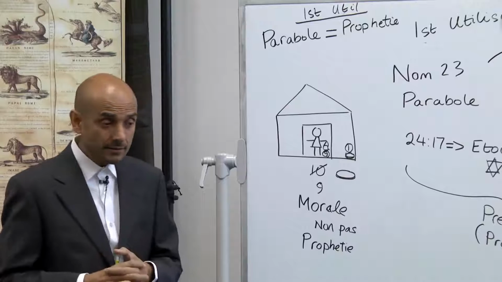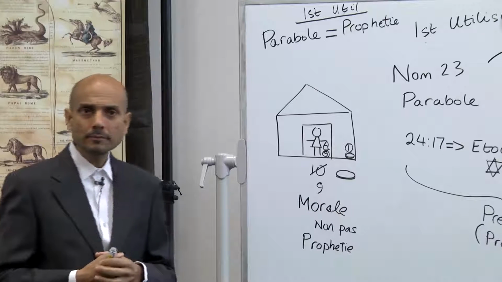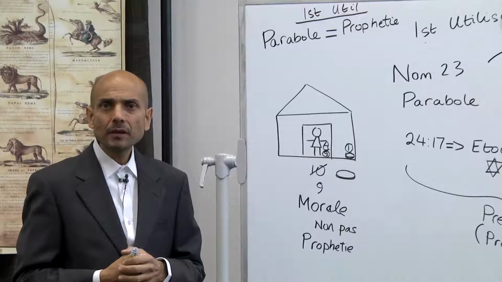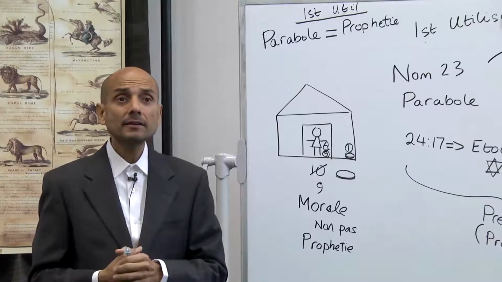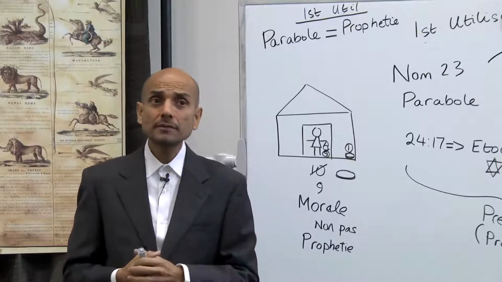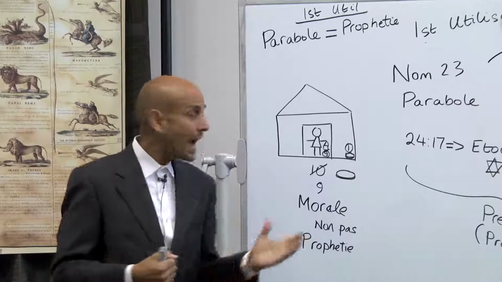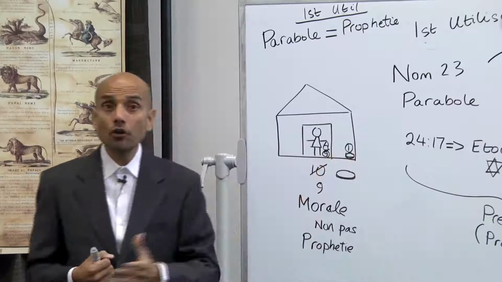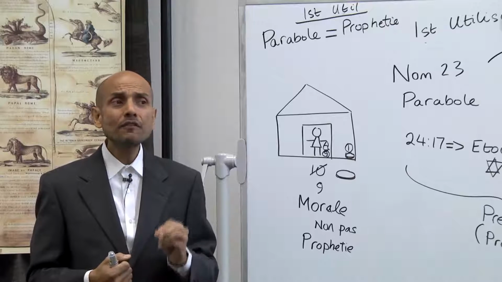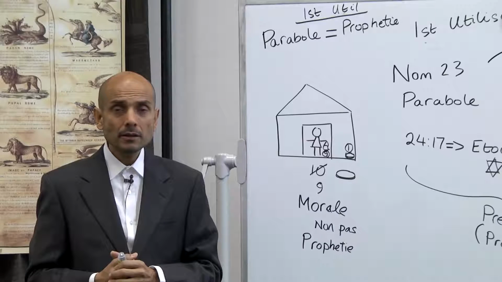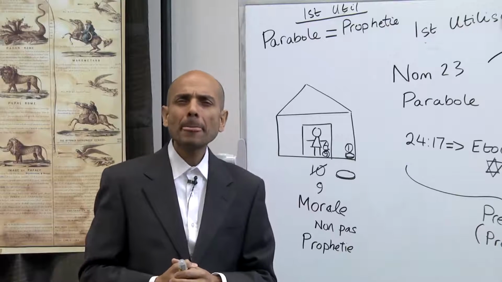And I want to suggest, even though you can get a moral story from this or a moral principle, that this parable, according to its DNA, because of its first usage, is a prophecy. And it may well have some moral lesson for us to learn, but if we miss the prophetic understanding, the point of the parable or the story will be lost.